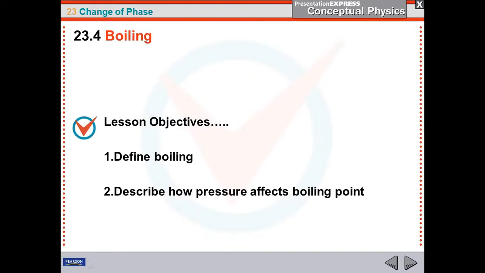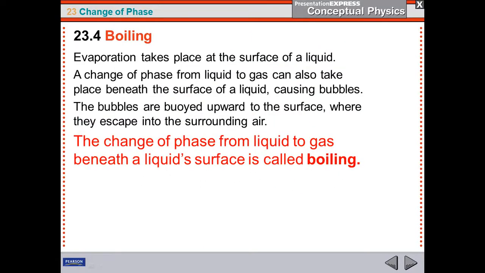At the end of the lesson, you will be able to define boiling and describe how pressure affects boiling point. You learned what is evaporation. Evaporation is a change of phase from liquid to gas, and it takes place at the surface of a liquid. What is boiling? Boiling is also a change of phase from liquid to gas, but it is beneath a liquid surface.